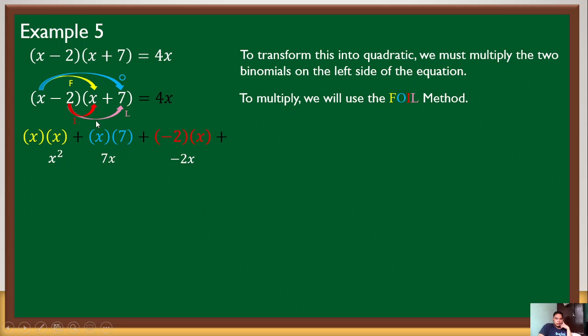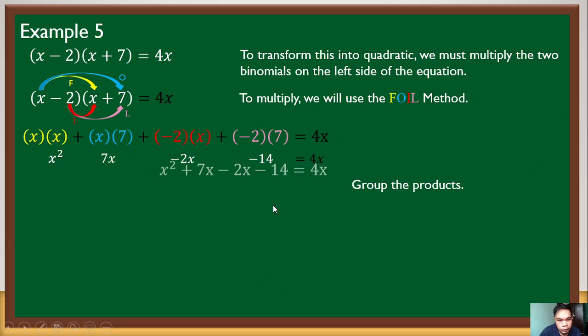Then we have the last terms, the last terms of the two binomials. So those are negative 2 and positive 7. Negative 2 times positive 7 is equal to negative 14. Then just copy 4x. Okay? Then group the products. Let's group the x squared, 7x, negative 2x, and negative 14. Okay. So this is what it looks like when they are grouped.